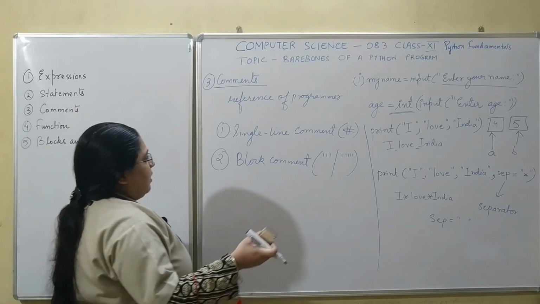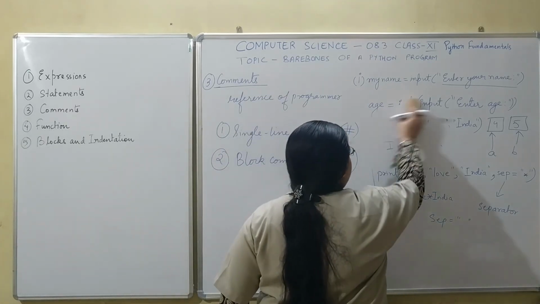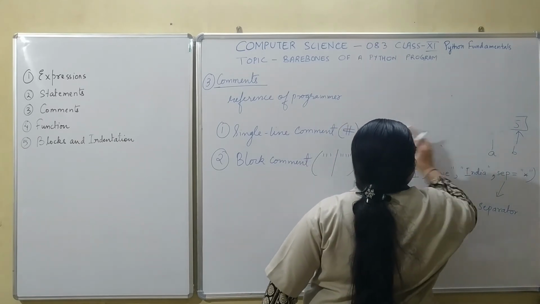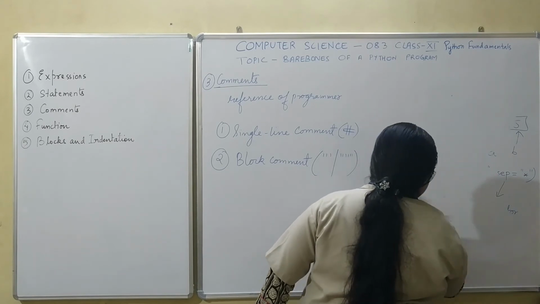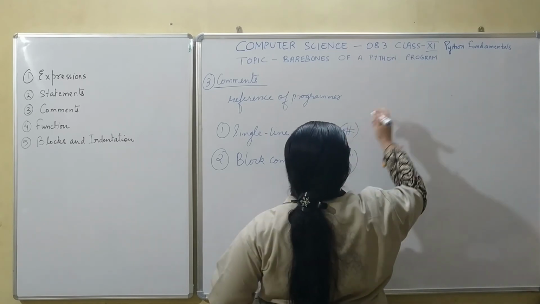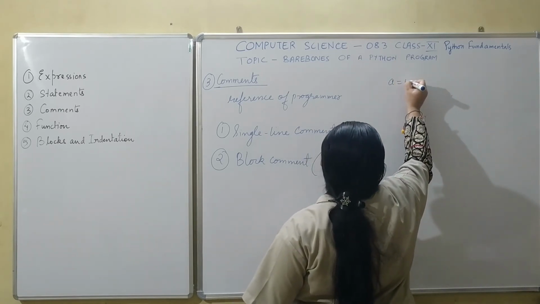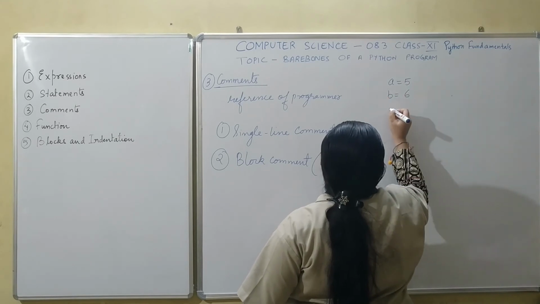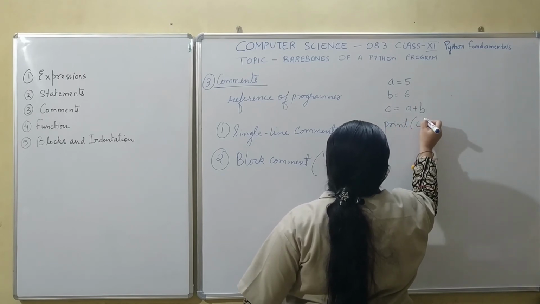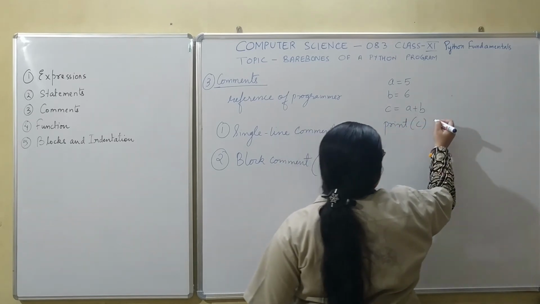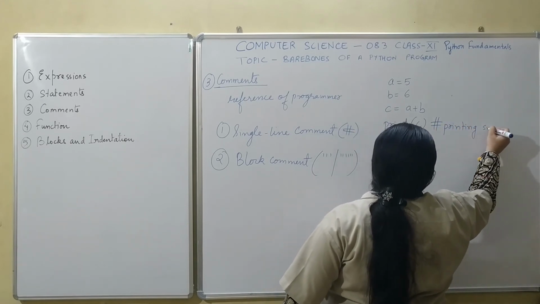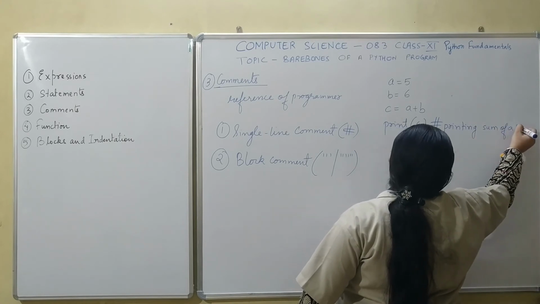So these comment lines will never participate in the execution. Okay, so how are the comment lines mentioned? Suppose you are writing a small Python program. I'll write a simple program for adding two numbers. c equals a plus b, and you simply write here print c. So you can simply give a comment line over here: printing sum of a and b.